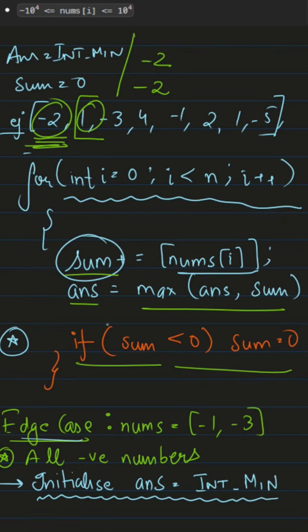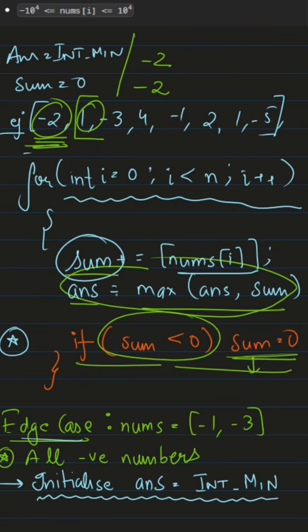Hence, every single time the sum goes less than 0, we just simply choose sum equal to 0. This will skip all those elements we have before, and we'll start a new subarray and check if that subarray is going to be the maximum of any subarrays that we had seen before.